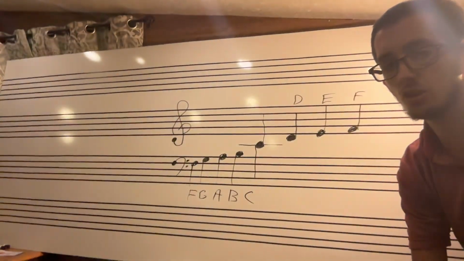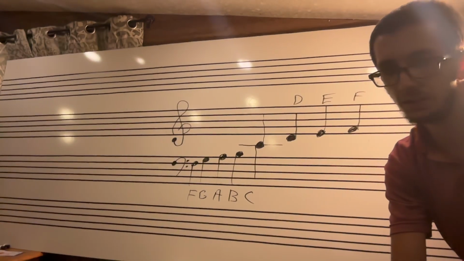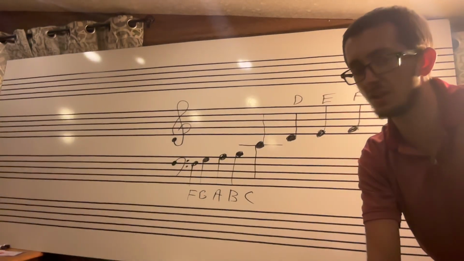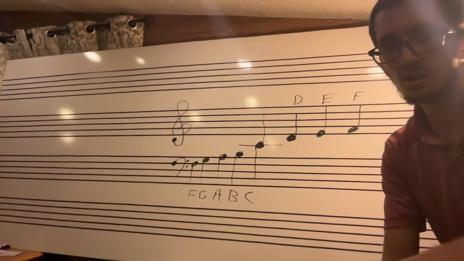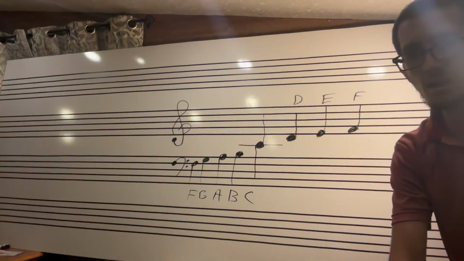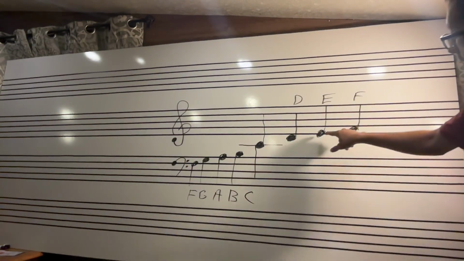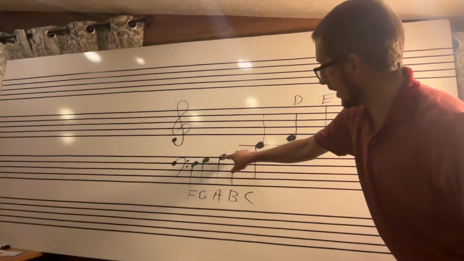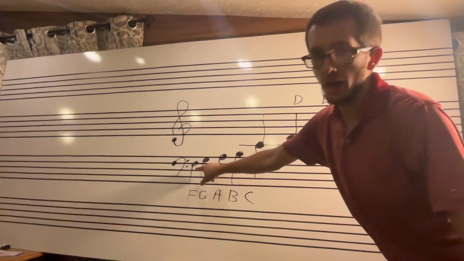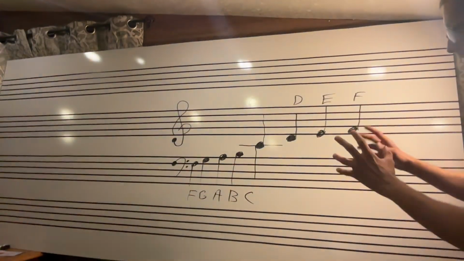And then going up to the G, then the A, then the B, then the C, we're at the middle C right now, C, D, E, F, all the way up to this F. So now we can go back down, F, E, D, C, B, A, G, F. Hopefully this can help you visualize middle C better.